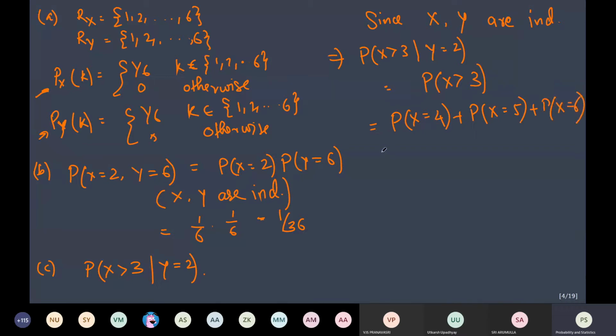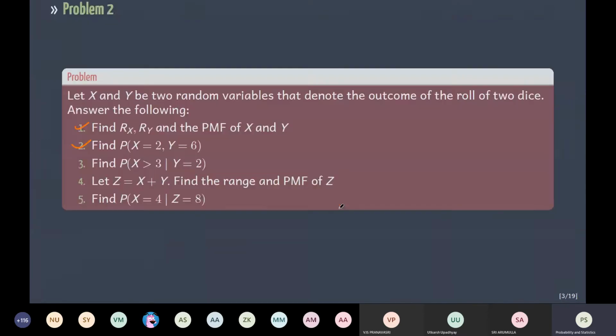Okay, so all these cases are 1 over 6 plus 1 over 6 plus 1 over 6, which is 3 over 6, which is half. Okay, and then D. So D is we are forming a new random variable Z, which is a sum of X and Y. The first question is to find the range and PMF of Z.